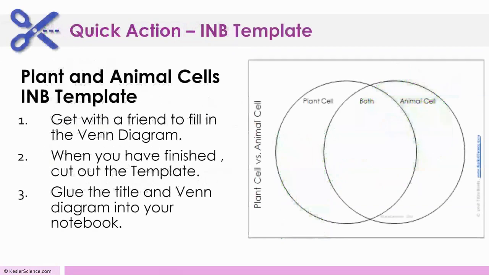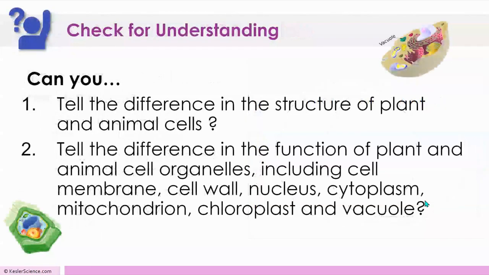Now I would like you to fill out both your plant and animal cell Venn diagram. What do they have in common? That will go in the center. What's unique to plant cells? What's unique to animal cells? Make sure you can tell the difference between the structure of plant and animal cells. What do the cell membrane, cell wall, nucleus, cytoplasm, mitochondria, chloroplast, and vacuole all do?